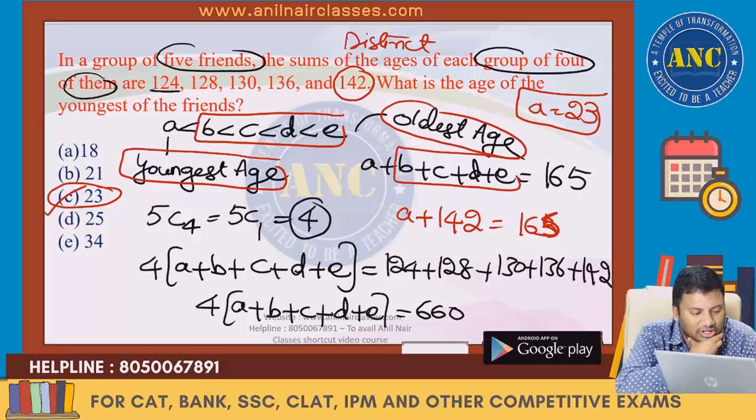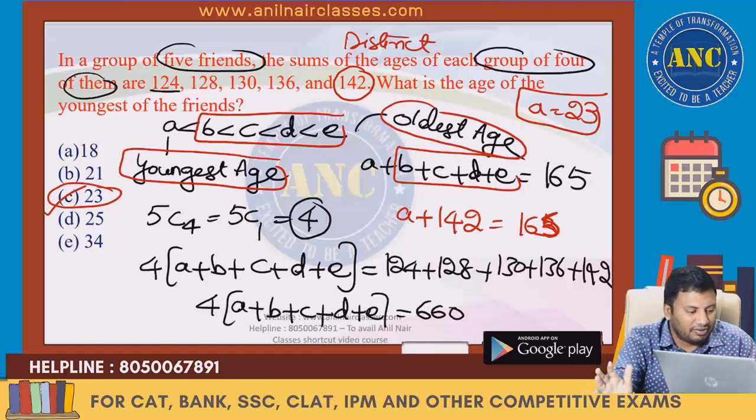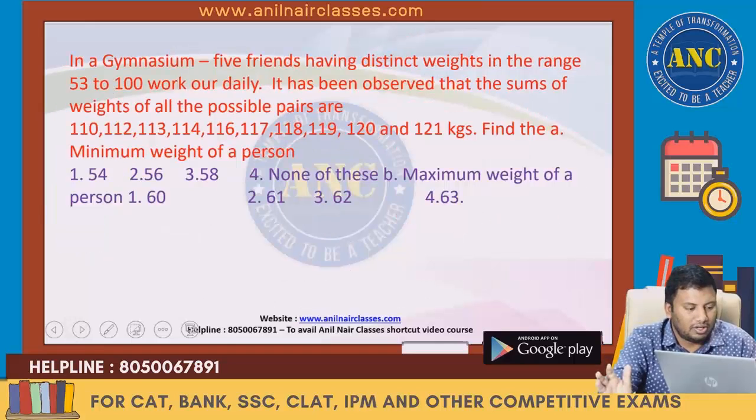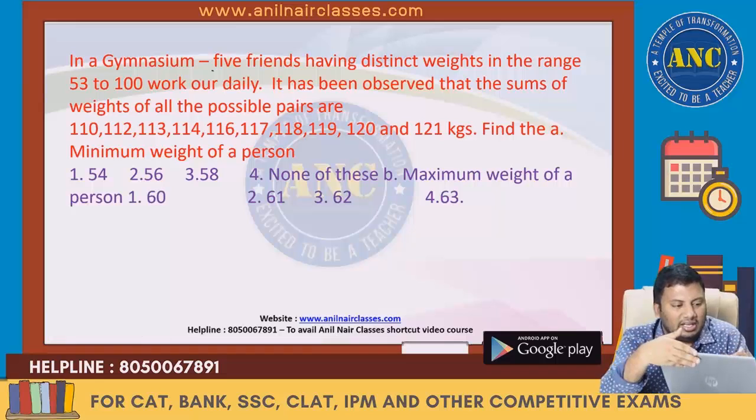Second one is an original exam question. There are 5 friends and the distinct ages are A, B, C, D and E. First 4 lowest is nothing but the lowest sum of these 4. Next sum is the next 4. Highest is nothing but the largest, highest. I hope it is clear. We will do one more problem so that here it is clear. In a gymnasium, 5 friends are there.